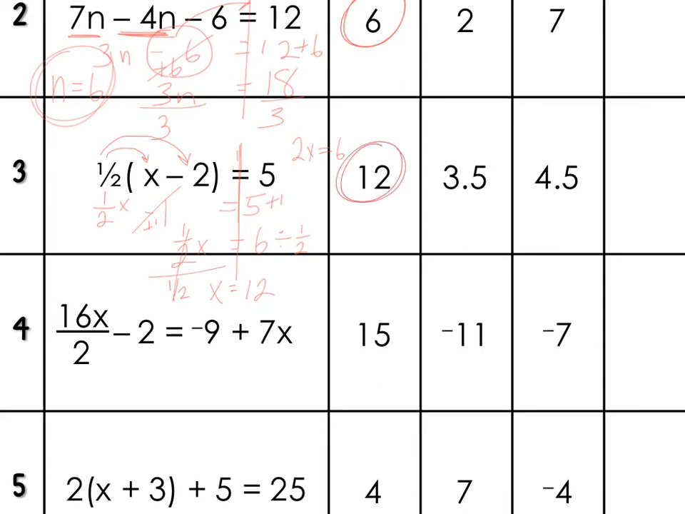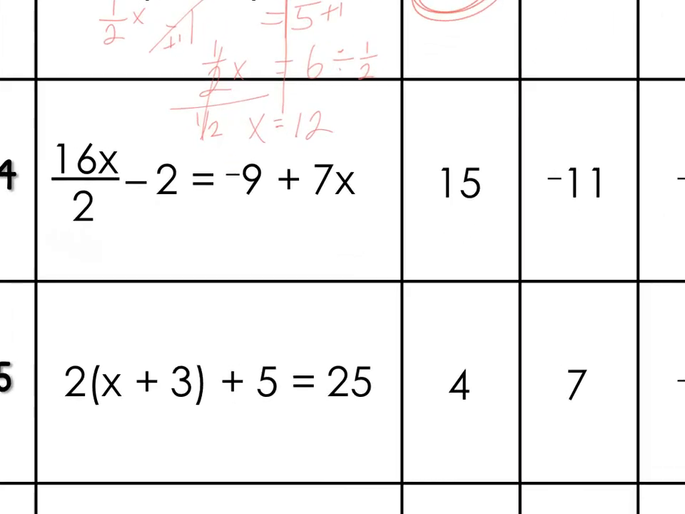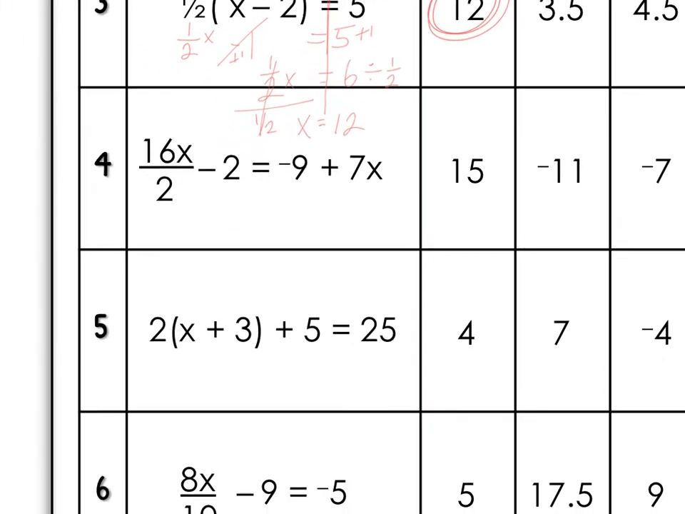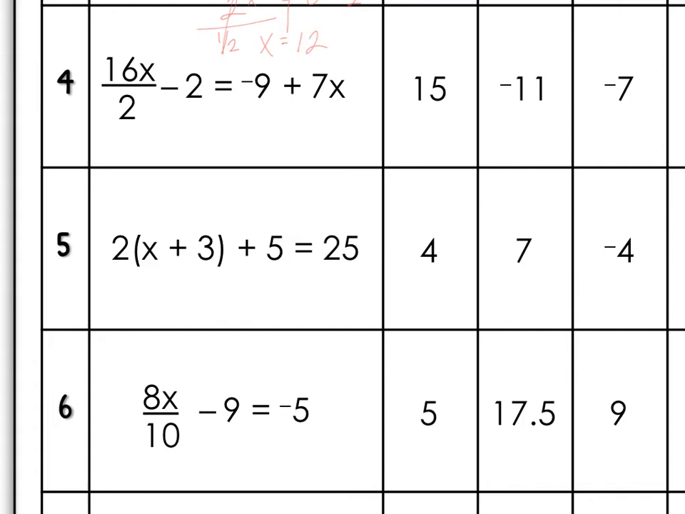I see a pattern emerging. Onward we go. Number 4. I see 16x over 2. Then I see minus 2 equals negative 9 plus 7x. I believe we can simplify this 16x over 2, so let's go ahead and do that. That really says 16x divided by 2. Well, 16 divided by 2, that's just 8x. Let's leave everything else the same.